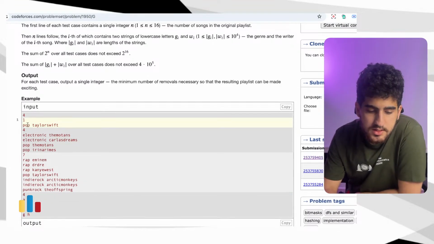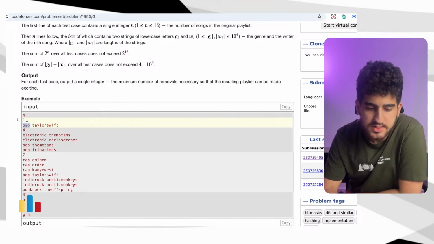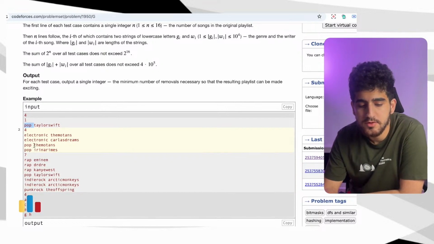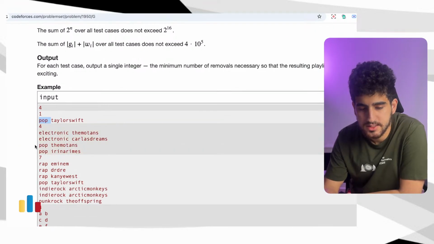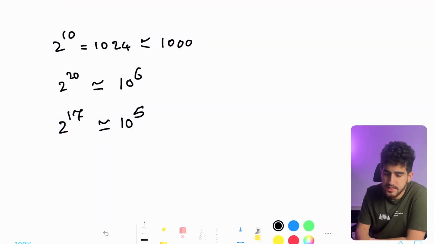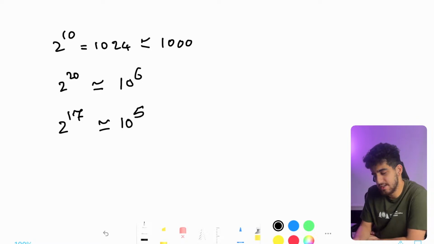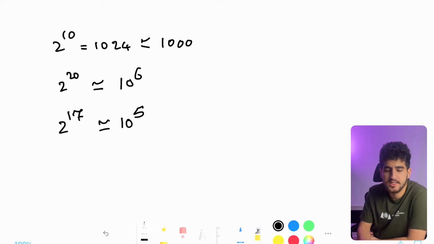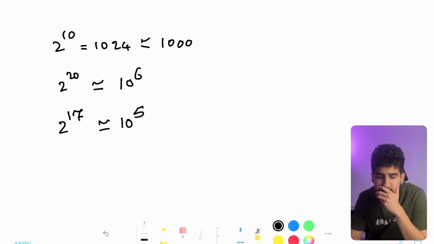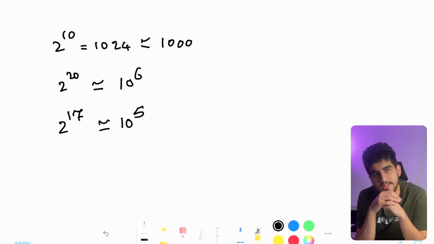Anyway, so these are the genres, these are the authors. You want to see what is the minimum number of songs that you have to remove to make a good playlist. So, what do you guys think first? What are your ideas? If you want to apply bit masking, if you want to apply some mask, how do you think we can apply it so that we can get the answer?